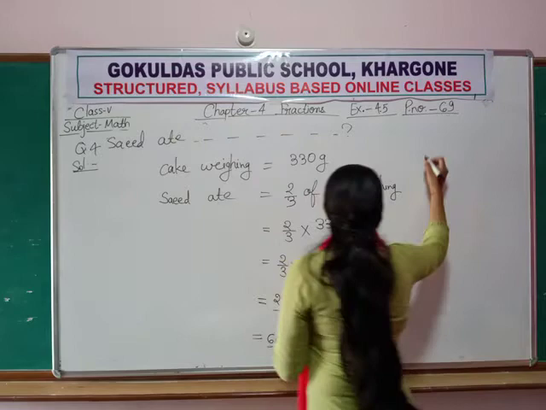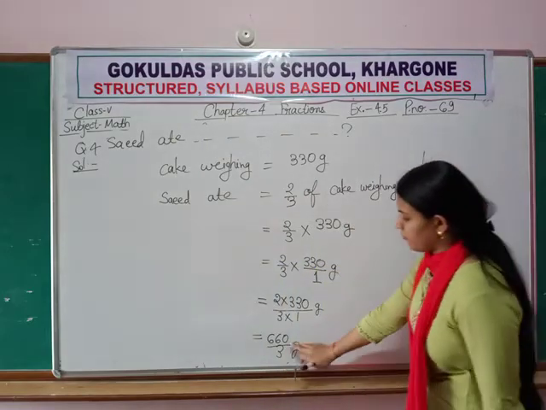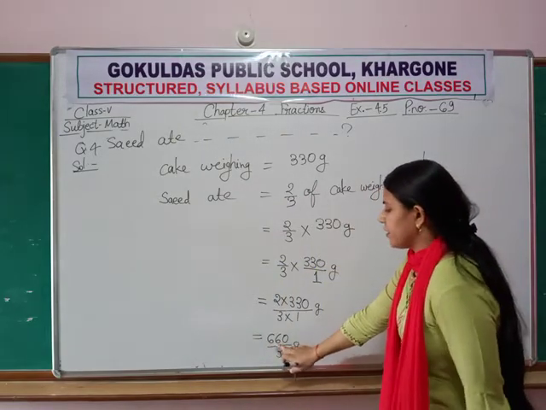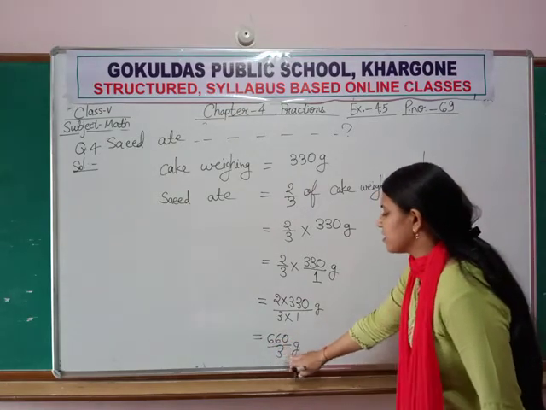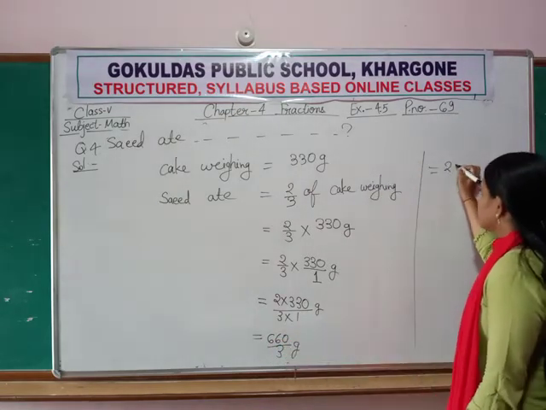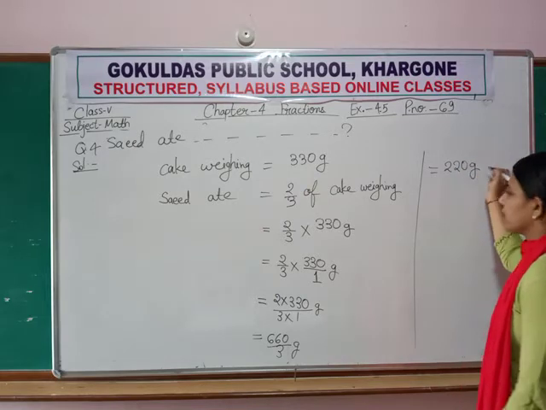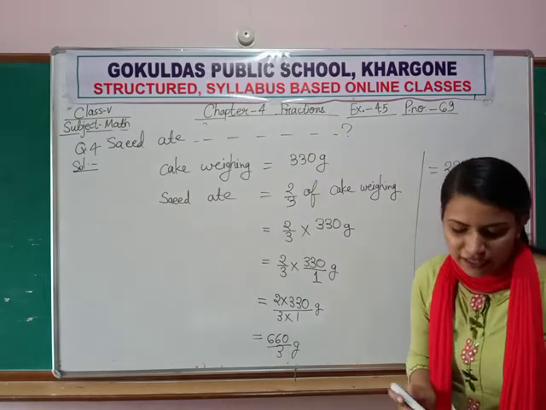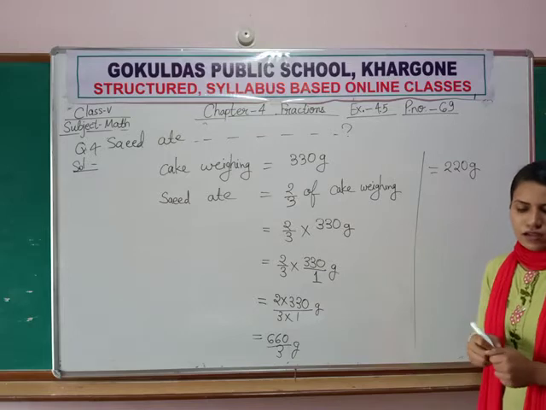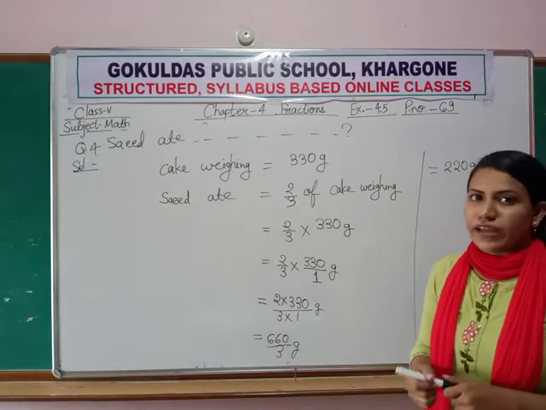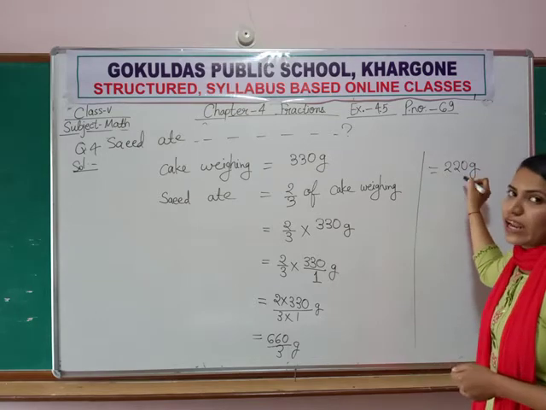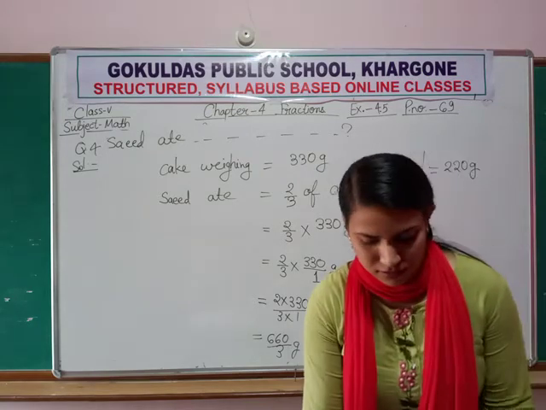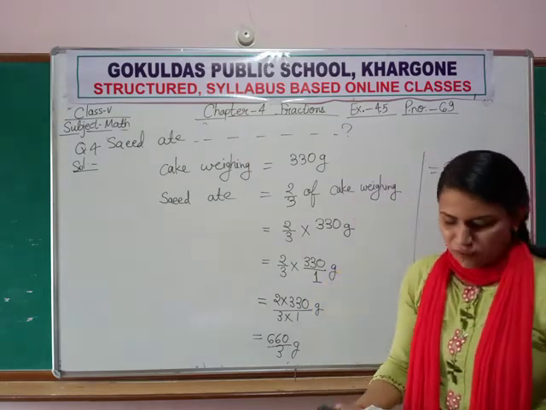Now solve it. When we reduce it to its lowest form, or when we divide 660 by 3, our answer is 220 gram. So how many grams of cake did Saeed eat? Saeed ate 220 grams of cake. Now question number 5.